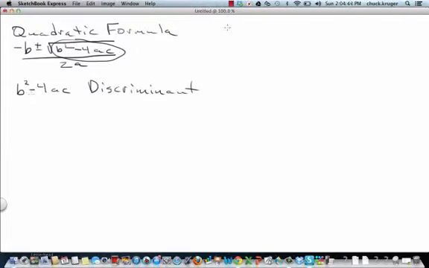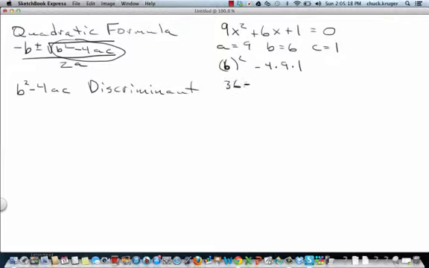I want to look at a particular example to begin with. I have 9x squared plus 6x plus 1, and I'm going to make that equal to 0. So a is 9, b is 6, and c is equal to 1. I'm going to figure out the discriminant: I have 6 squared, minus 4 times a times c. Well, 6 squared is 36, minus 4 times 9 times 1, which is 36. My discriminant is 0.